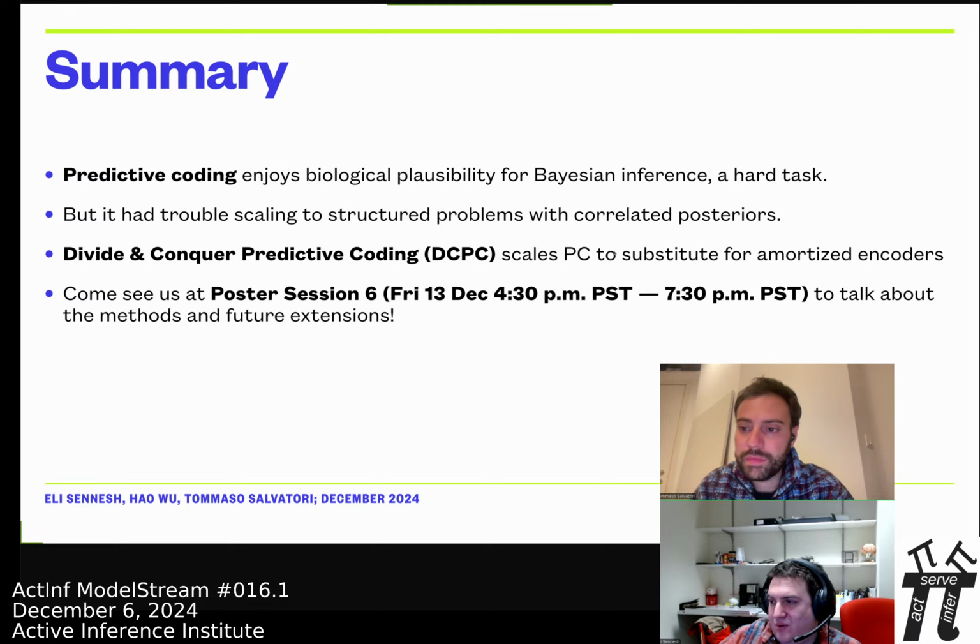And we got it to work well enough that you can substitute it for neural networks in some of these cases where people use neural networks. And we're going to be at the poster session next Friday at NeurIPS if anyone wants to come and talk to us.